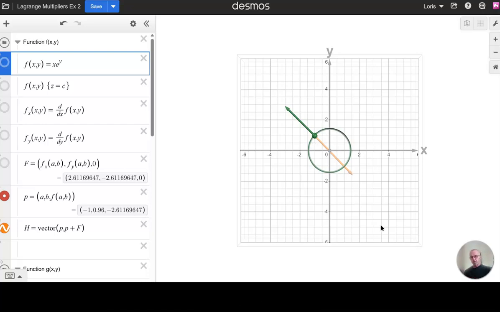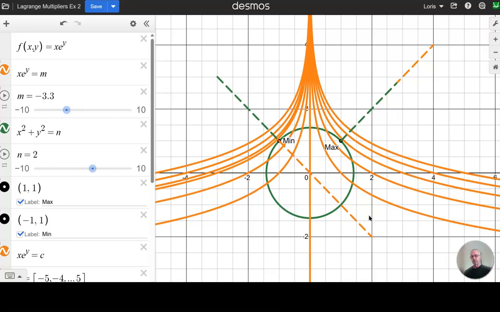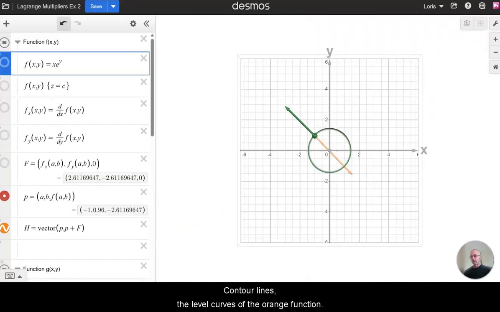Okay? So what I've done is I've put this in two dimensions. What we have here is the contour lines, the level curves of the orange function. Let me get that over here.